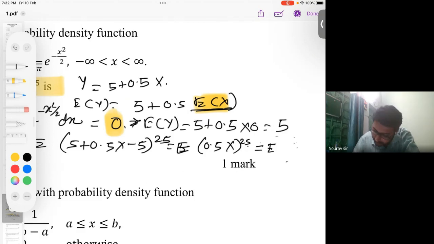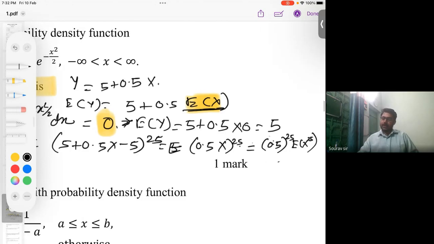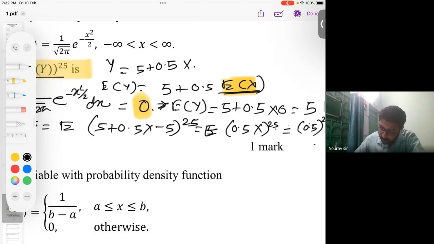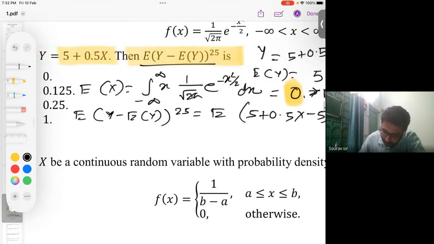It can be written in this way: 0.5 whole to the power 25 into E of x to the power 25. We have segregated this E of 0.5 into x whole to the power 25 in these two parts. Now, E of x to the power 25.